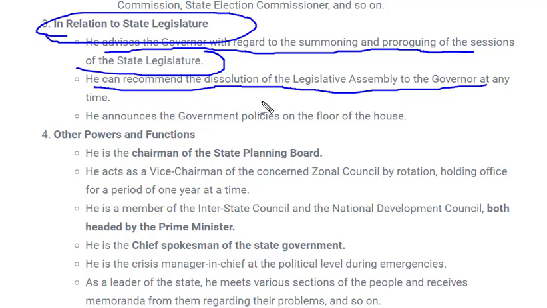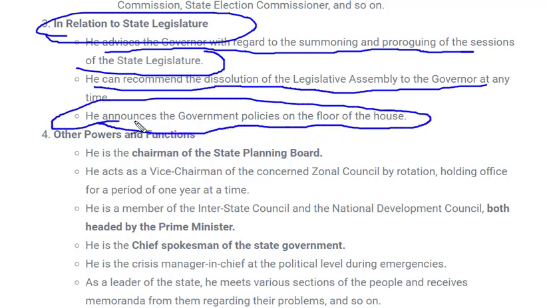That means dissolution of the members at powers, he can ask the governor. He can recommend the governor, and if governor wants, he can just dissolve the legislative assembly. Next is he announces the government policies on the floor of the houses. Whatever act or policies are being made by the state government, it is announced by chief minister.